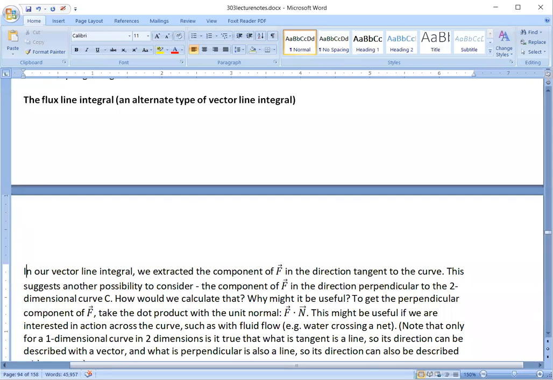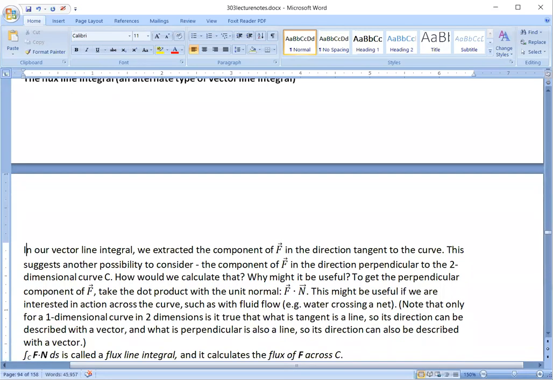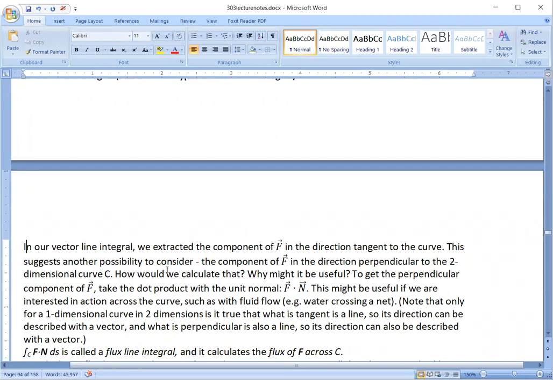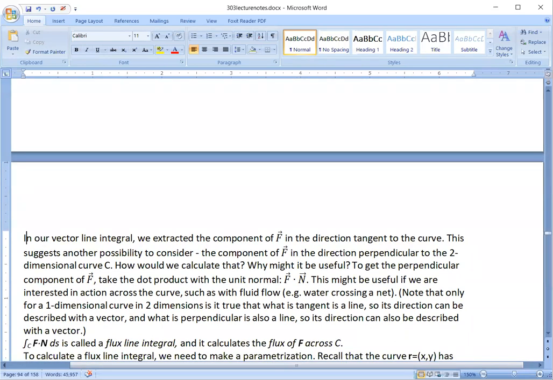So the way I like to think about this is, imagine that fluid is flowing across our curve, like water crossing a net. So the integral over the curve of f dot unit normal n ds is called a flux line integral. We also say it calculates the flux of f across c. So how does this work?